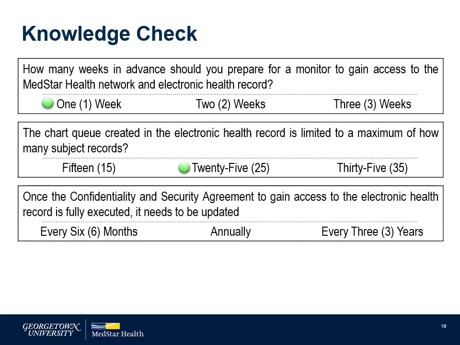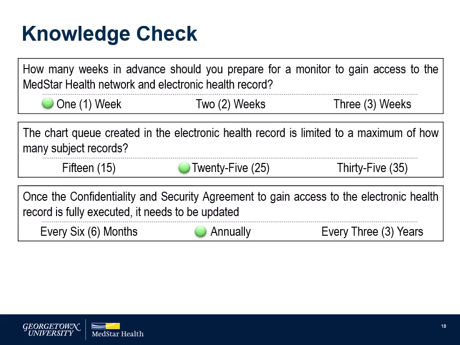Next, once the confidentiality and security agreement to gain access to the electronic health record is fully executed, it needs to be updated every 6 months, annually, or every 3 years. Annual updates are necessary due to potential new technologies that are introduced, and annual reviews are a critical part of the compliance process.